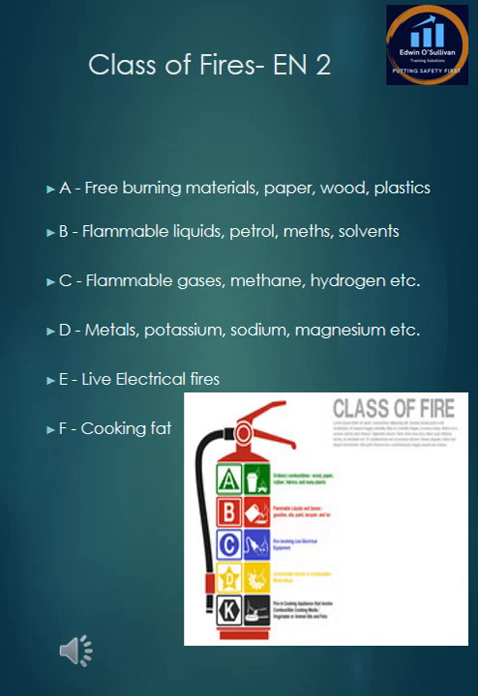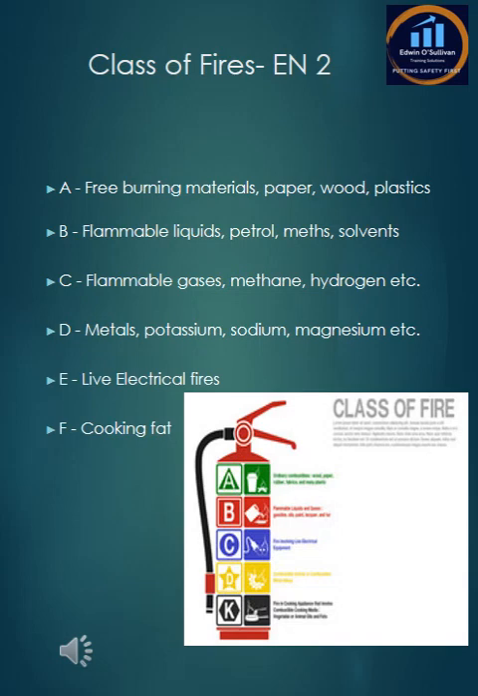So a class A fire is a free burning material of paper, wood and plastic. That's your generic stuff that lies around your house every day of the week. Okay, we have a class B fire, which is flammable liquids, petrols, meths and solvents. Class C is flammable gases, methane and hydrogen, etc. Class D is metal, potassiums, sodiums, magnesiums and so on.